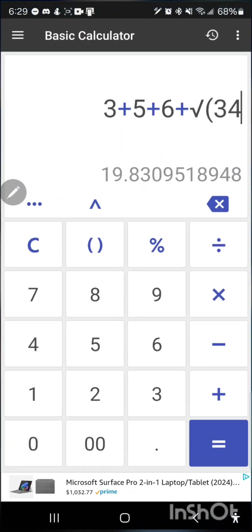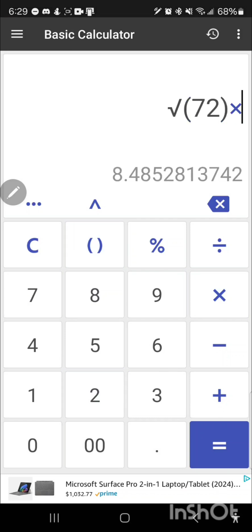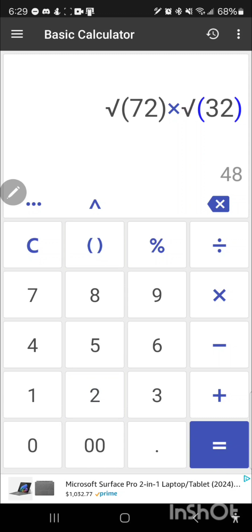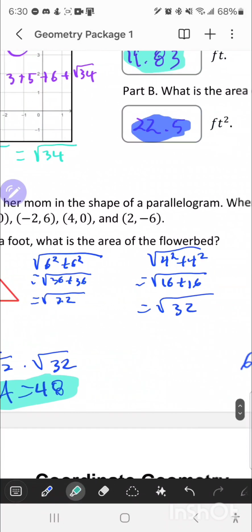So we go to our calculator. Square root of 72 times the square root of 32, and we get 48. You might be thinking there is another way to do it without the calculator, but we still need a calculator for that. It's just another way to do it. So we got the area is 48. And this right here is our answer. That's all we were looking for: the area of the parallelogram.